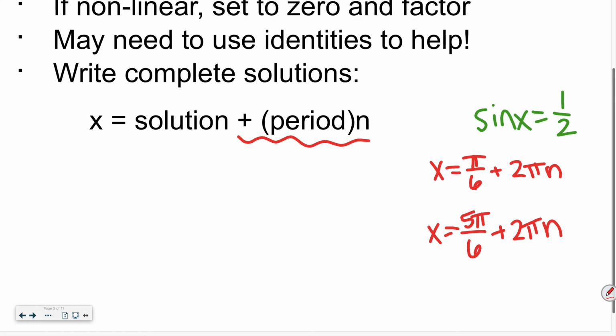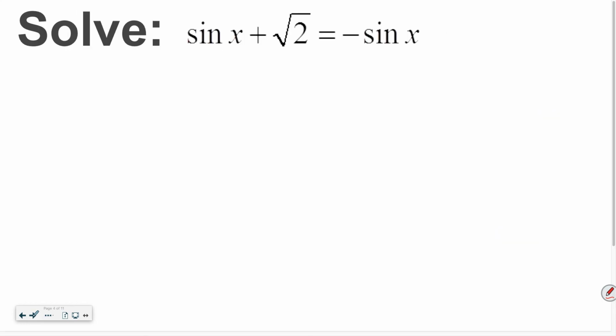All right, so I have 3 examples that I think we can get through today. And then your homework assignment is super short, right? 5 problems, and they all are going to look fairly similar to what we're going to do here. So go ahead and write this one down.